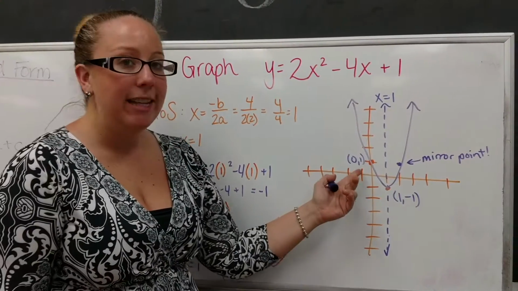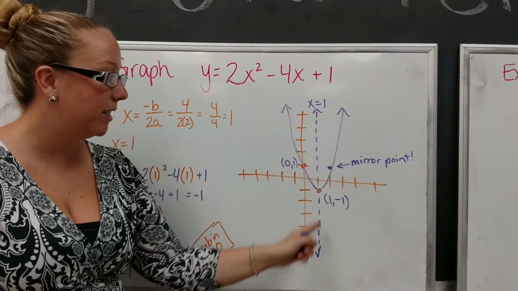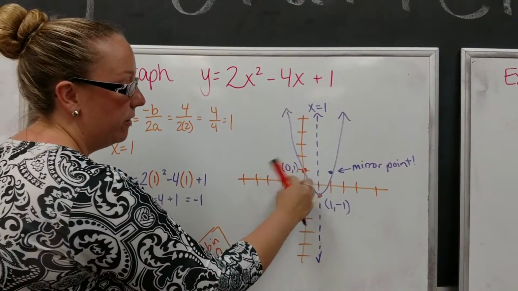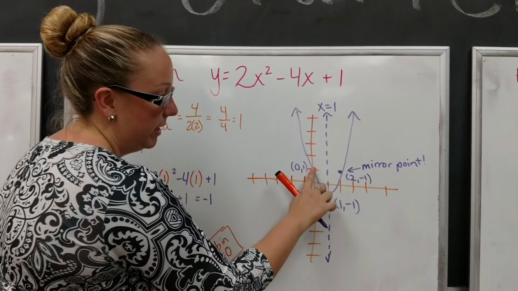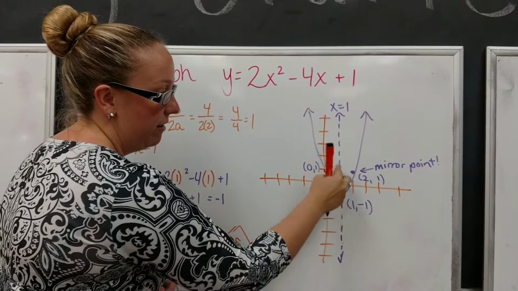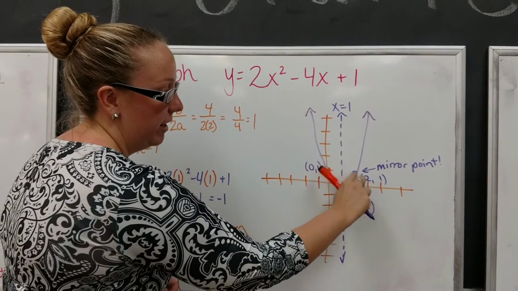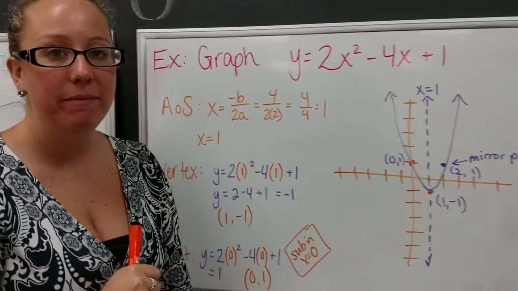Then you want to reflect that point, just like when we graphed in vertex form, over this x equals 1 line. And when you reflect it over, you get out the point 2, 1, because this point is 1 away from your axis of symmetry, so 1 away gives you 2, 1. And then you draw the U shape through it.